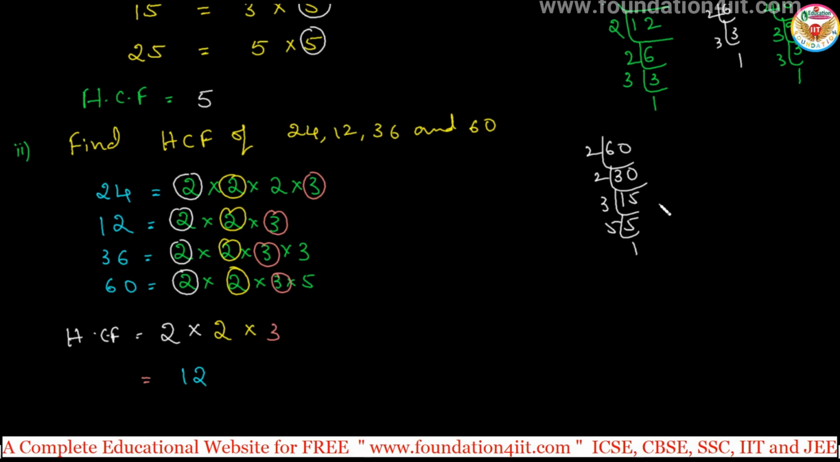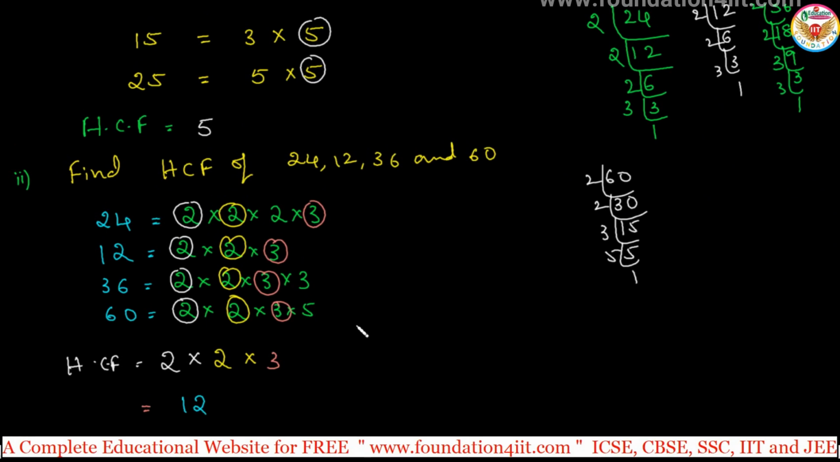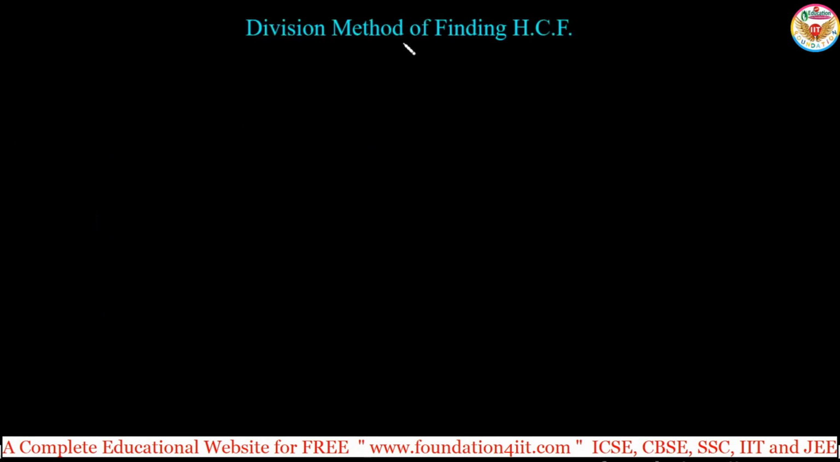So this is the factor method, where we find the prime factorization and then find the highest common factor. Now the division method of finding HCF. We already saw the previous two methods. Now the division method of finding the highest common factor.